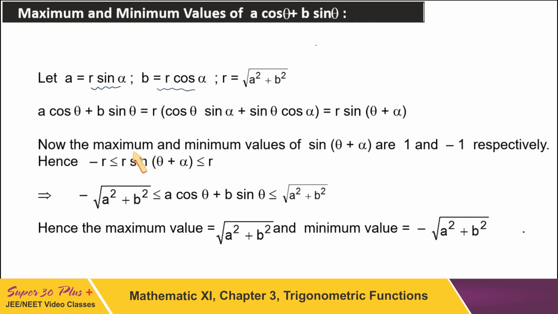Now the maximum and minimum value of sin(theta plus alpha): because it is the sine of an angle, its value lies between minus 1 and 1. That's why R sin(theta plus alpha) lies between minus R and R. And what is R? R is the square root of A square plus B square. So we can say that A cos theta plus B sin theta lies between minus square root of A square plus B square and plus square root of A square plus B square. Hence the maximum value is the square root of A square plus B square and the minimum value is minus the square root of A square plus B square.